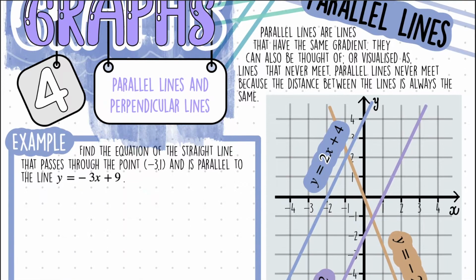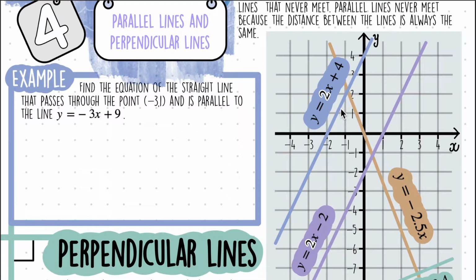So here's an example of two parallel lines, this blue one and this purple one. And these are the equations for these parallel lines. Now, from our previous sections on graphs, you'll know that this number in front of the x, or this x coefficient, tells us what the gradient of this straight line is. As you can see, both of these lines have a gradient of 2.